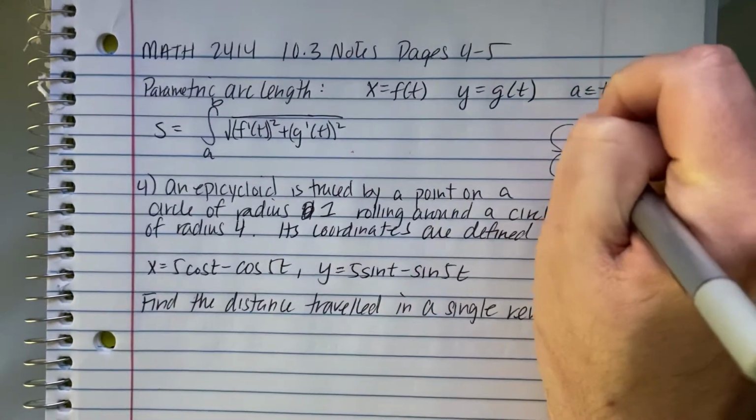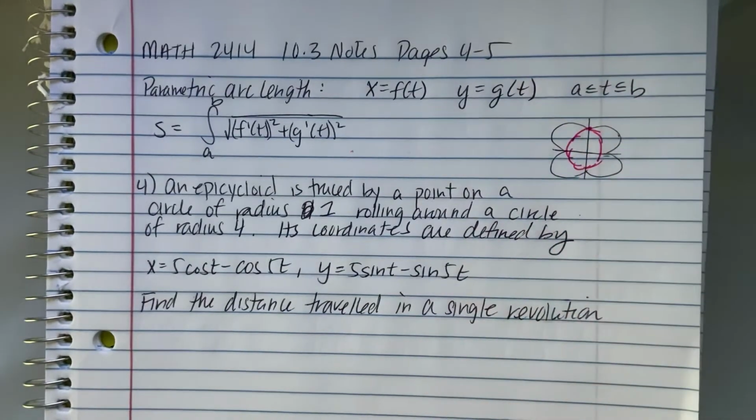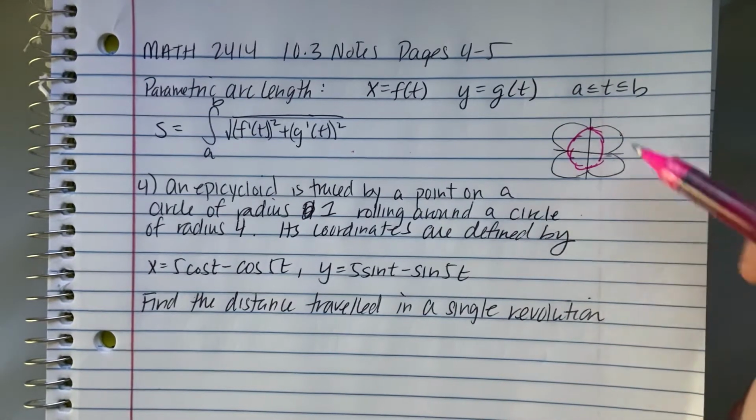So an epicycloid is traced by a point on a circle of radius 1 rolling around a circle of radius 4. This picture is more clearly defined in your online notes, but its coordinates are defined by x equals 5 cosine t minus cosine 5t, and y is 5 sine t minus sine 5t. Find the distance traveled in a whole revolution, 2 pi.